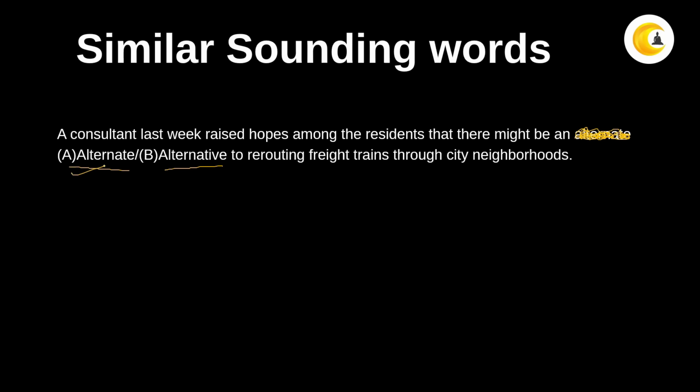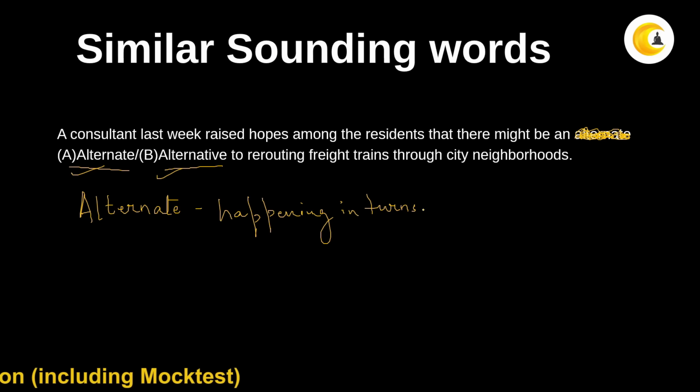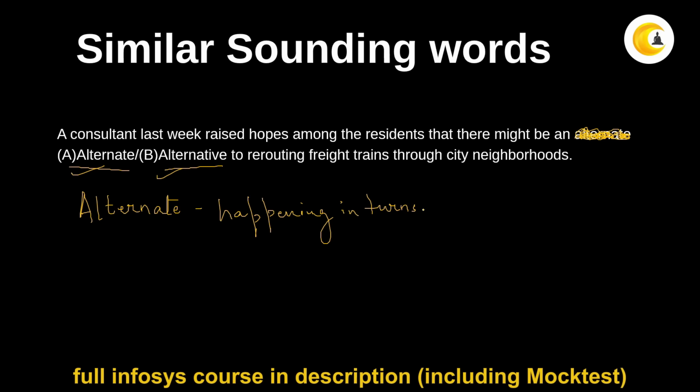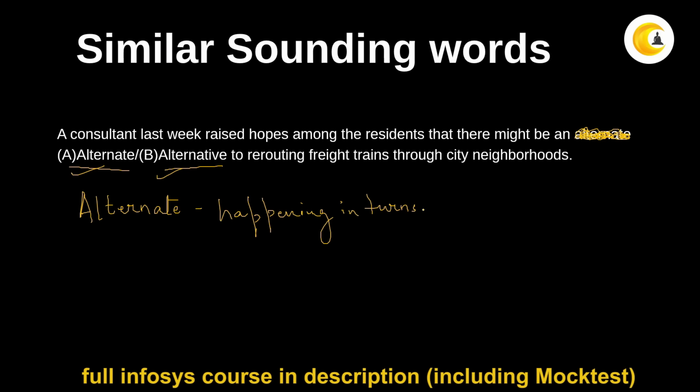Okay, so what will you use? Alternate or alternative? What will come here? Now, what does the word alternate mean? Alternate means something that is happening in turns, one after the other. Like you can say that in a classroom students sat in alternate positions, a boy and a girl, a boy and a girl, like they were alternate, having turns or being second in the series. So these are multiple things that alternate means.